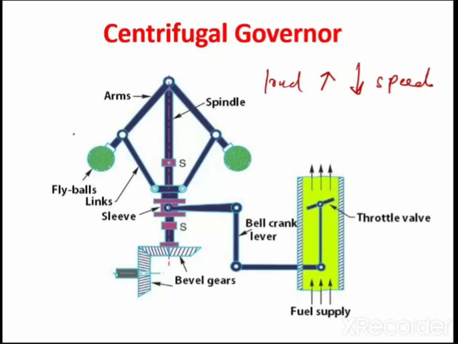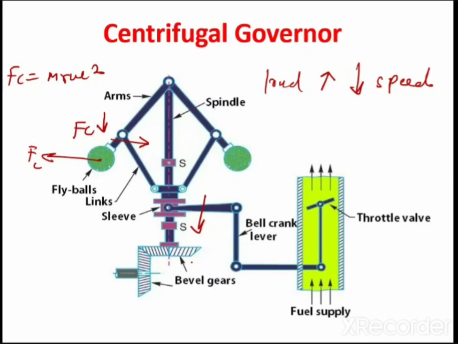What will happen? The centrifugal force on these fly masses will decrease, because already I have explained to you that Fc is equal to m r omega square. So as omega or r or m increases, Fc will increase. But now what I'm saying is, load is increased, speed is decreased, so Fc will also decrease. Fc means centrifugal force, which is acting in this fashion outwards from the center of the fly mass; this will also decrease. Okay, so what will happen? These fly masses will move inward, right? So as the fly masses move inwards, what will happen? Your sleeve will move downward, right?